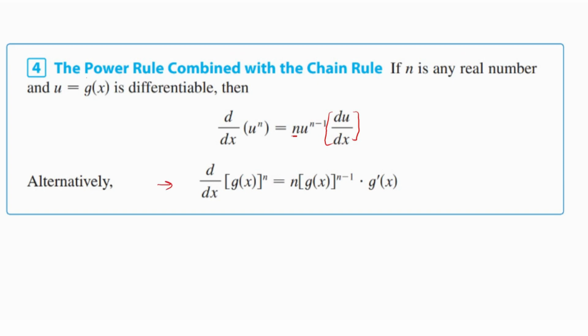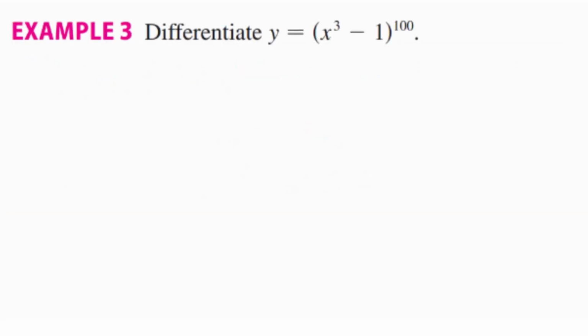If we want to find the derivative of a function with the power n, any real number, what we have to do is to put n down, and here we have g of x, the base stays the same, power n minus 1, and we multiply it with g prime of x, so the derivative of the base. Let's have a look at some examples.